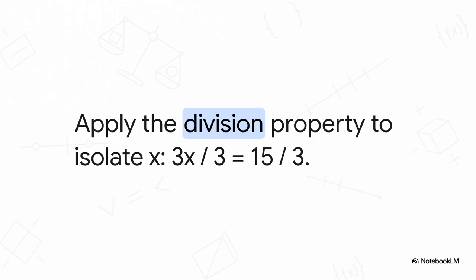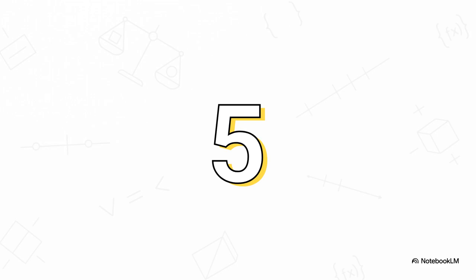The 3 divided by 3 on the left simplifies down to 1, which finally leaves our variable completely by itself. Which brings us to our final solution, x equals 5. Through a rigorous step-by-step application of equivalence-preserving operations, we successfully isolated the variable and found the exact value that satisfies our original condition. But, hold on a second, we cannot stop here.